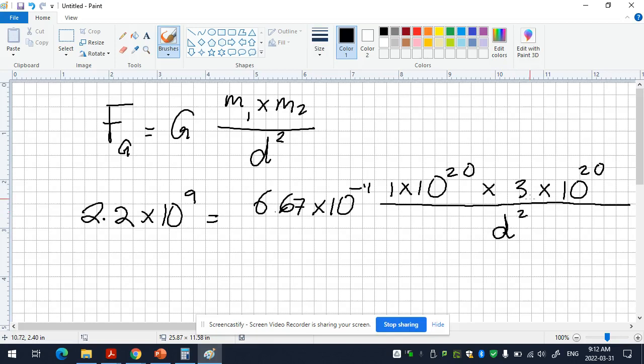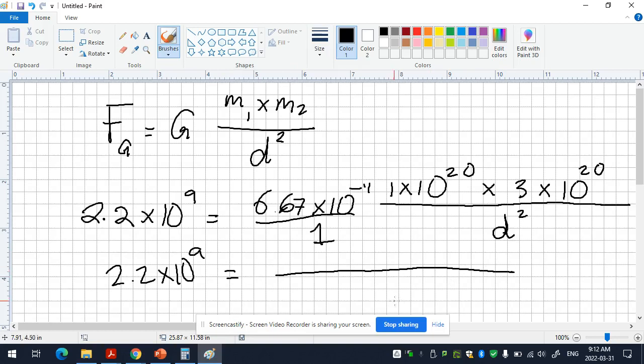No more physics. Math takes over. Can someone tell me what math step I should do? Think easy and clean up. What should I do first? Yes, technically, there's an invisible 1 here. So 1 times d squared is d squared. So let's clean the top up. So 2.2 times 10 to the 9 equals something over d squared.